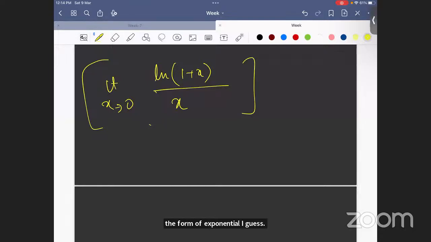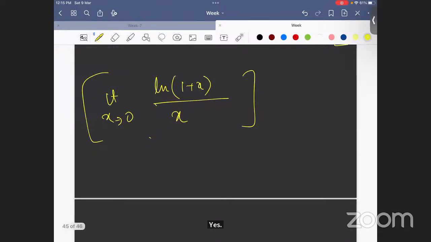The limit calculated was 1, but how? I need to think. Yes, this uses L'Hopital's rule. One more thing: is this ln(1 plus x) only? Or is there something different? No, it's log(1 plus x) to the base e. Yeah, that's the thing. ln means log to the base e.